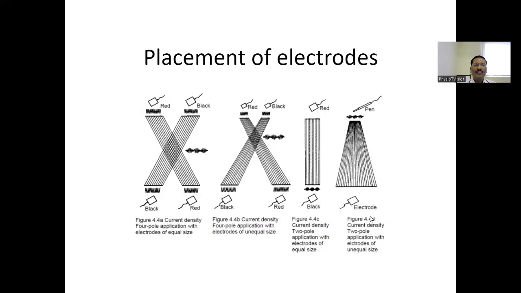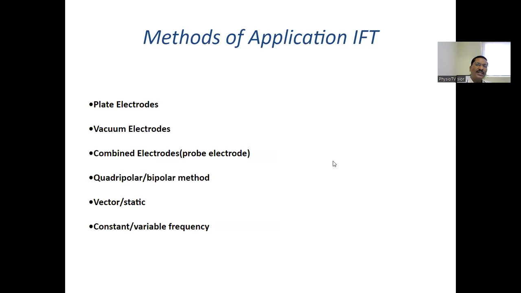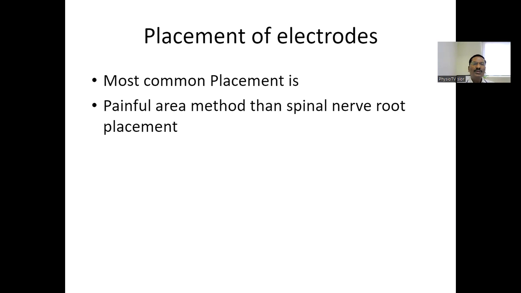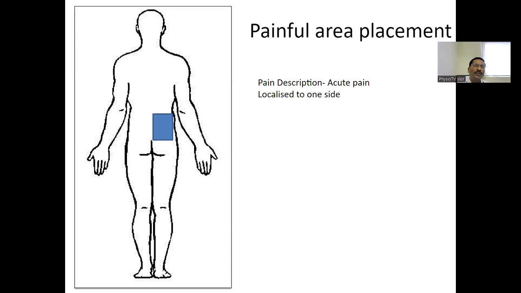Coming to the placement of electrodes, we use different placements, in which we have the crisscross method and the linear method, which I'll be showing you next. We use different types of electrodes: the plate electrodes, vacuum electrodes, combined electrodes, quadripolar or bipolar, vector, static. We have constant and variable frequencies. Coming to the placement, the most common area is very close to the painful area and on the spinal nerve roots. So these are the two common principles which we follow.